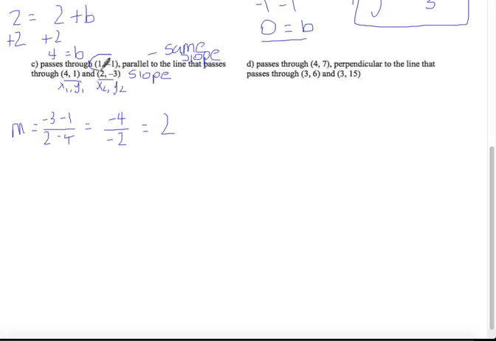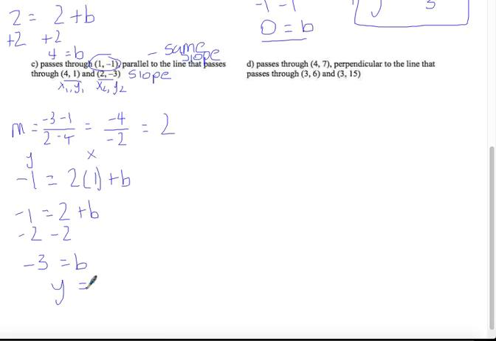And now we're going to use this point here. So our slope is 2. So negative 1 is our y value, equals 2 times 1 plus b. Remember, that's a y value and that's an x value. So negative 1 equals 2 plus b. Subtract 2 from both sides and we get negative 3 is equal to b. So our final equation is y equals, our slope was 2 and our y-intercept was negative 3.